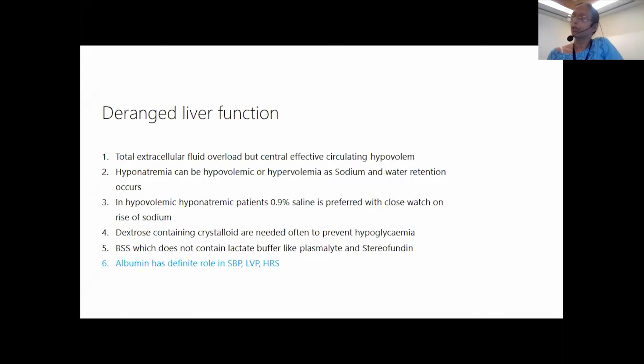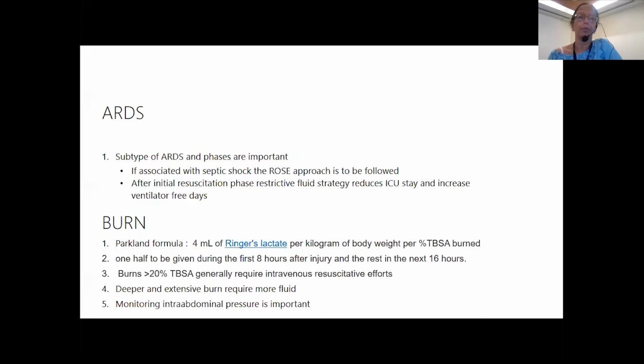They often require dextrose-containing fluids because they are prone to develop hypoglycemia. Balanced salt solutions like Plasma-Lyte or Sterofundin are good, as they are close to the plasma composition. And albumin has a very special role in liver disease. It is found to be very helpful in spontaneous bacterial peritonitis, large volume paracentesis and HRS, because it prevents cardiac decompensation by keeping the stroke volume up.